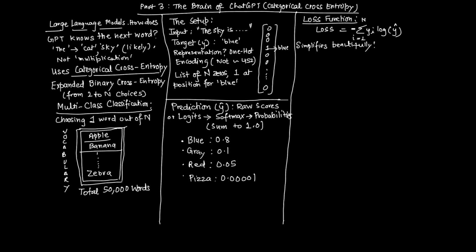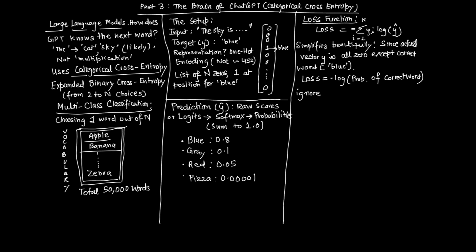Since the actual vector y is all 0 except for the correct word blue, every term in the sum becomes 0 except the one for blue. The math simplifies beautifully to loss is equal to negative of log of the probability of the correct word. We literally ignore everything else. Did the model predict pizza with 10% probability? We don't care directly. We only care what probability you gave the correct answer.